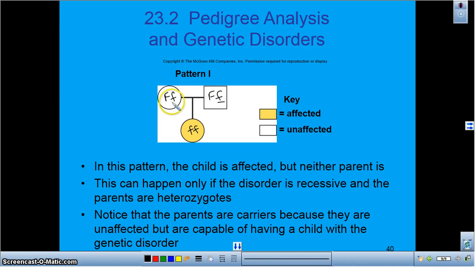So if you have a disorder that is passed on and you don't see it in yourself, you're considered to be a carrier. So if the mother were homozygous dominant and the father were heterozygous dominant, and he doesn't have freckles, she doesn't have freckles, but the child does, this wouldn't even be a possible scenario because mom would always give at least one copy of the dominant gene. So this isn't a possibility. So the parents are carriers because they're unaffected but are capable of having a child with that genetic disorder.